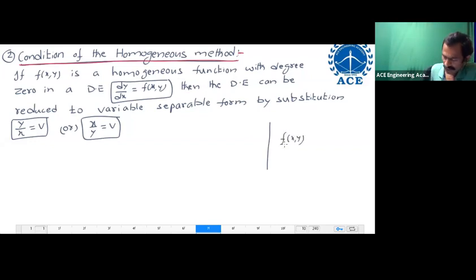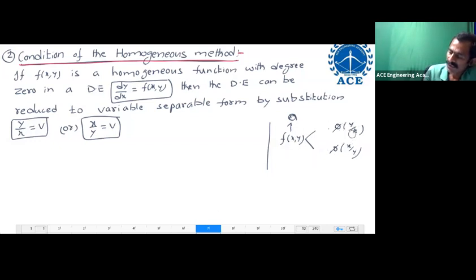Before this condition, in the previous page, we have written the note point. Every homogeneous function with degree n can be written as x power n into a function of y by x, or y power n into a function of x by y. Suppose degree 0. If it is a homogeneous function with degree 0, then x power 0 into a function of y by x, or y power 0 into a function of x by y. Something power 0 is 1. So here x power 0 becomes 1 and y power 0 becomes 1. So f of x comma y is directly a function of y by x, or a function of x by y.